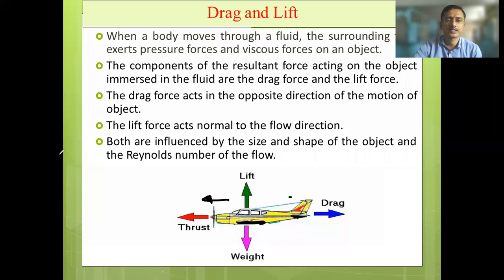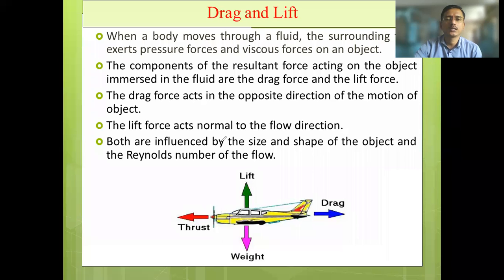The lift force acts normal to the direction of flow. If the direction of flow is here, of this object, the direction of flow is here. So to this normal direction, it will be this direction. As well as this is also normal direction, but here weight is acting in this direction and lift is acting in normal direction to this object.